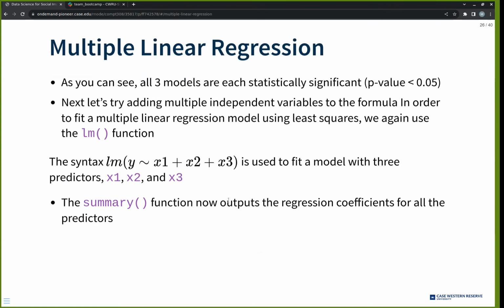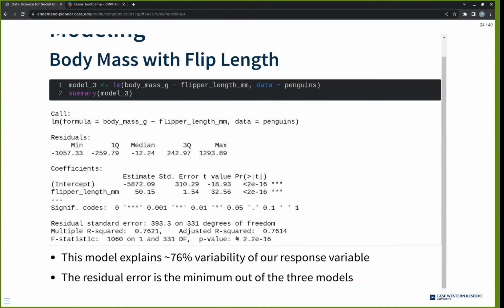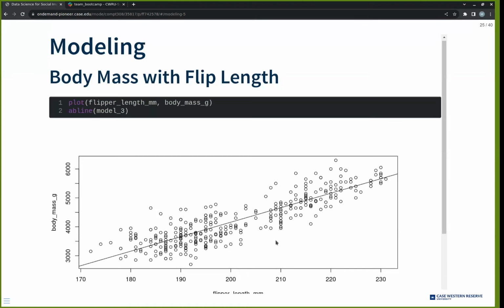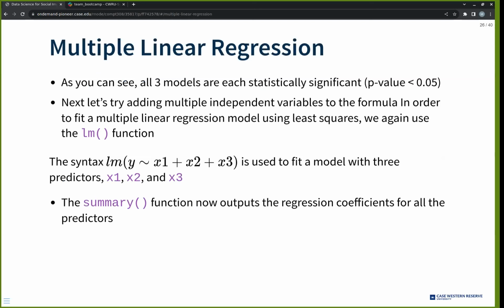Okay, now we move on to multiple linear regression. You have seen that three models are statistically significant. Why? Because the p-value for all those three models was almost 10 to the power minus 16, so that's almost 0. And this was the case for all the three models. So let's try to combine these variables together to make a better model.